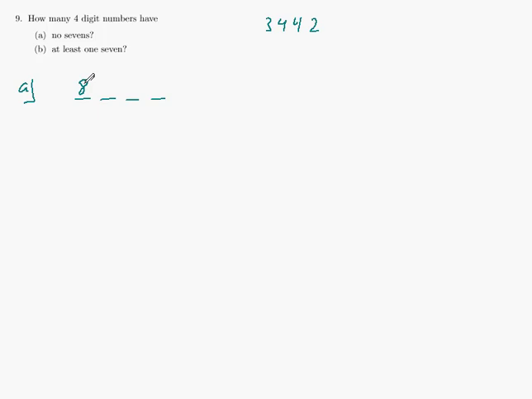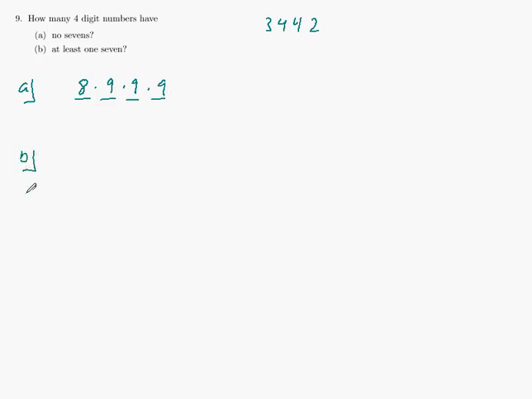Since I'm dealing with counting numbers, I'm allowed to have repeats. So, of the 10 digits that are available for the second spot, the only digit that's not allowed is the 7, so there's 9 choices there. 9 and then 9.